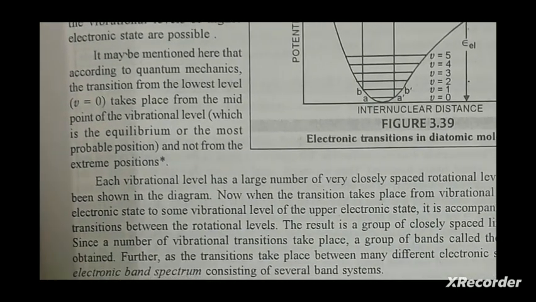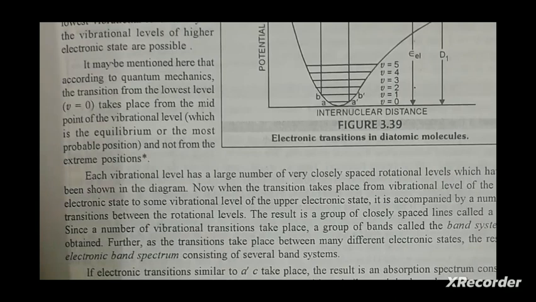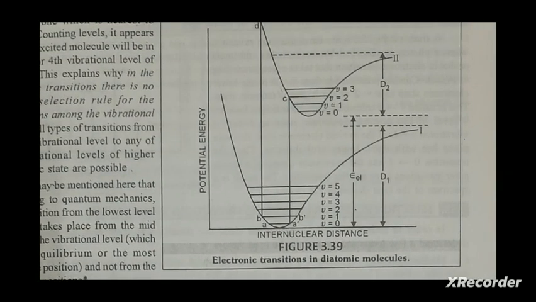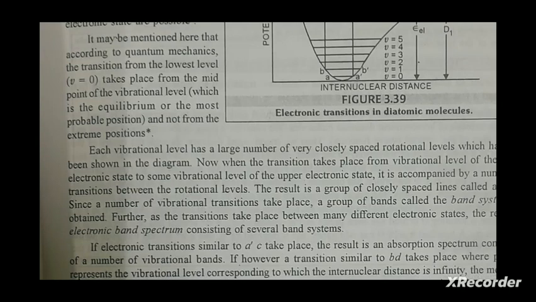Each vibrational level has a large number of very closely packed rotational levels, which have been shown in this diagram. Now, when the transition takes place from a vibrational level of one electronic state to some vibrational level of the upper electronic state, it is accompanied by a number of transitions between rotational levels. The result is a group of closely spaced lines called a band. Since a number of vibrational transitions take place, a group of bands called a band system is obtained.